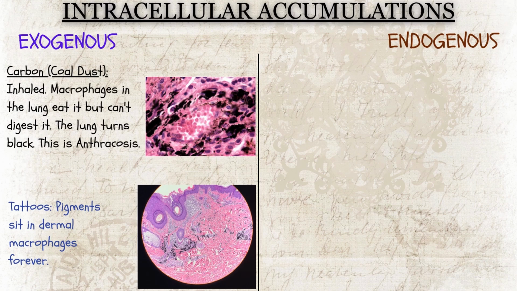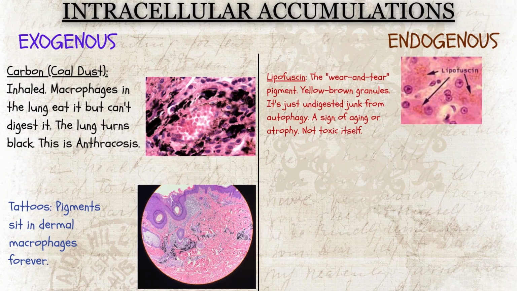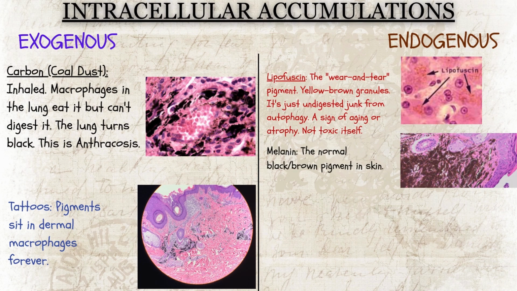Endogenous. Example is lipofuscin, the wear and tear pigment. Yellow-brown granules. It's just undigested junk from autophagy, a sign of aging or atrophy, not toxic itself. Melanin, the normal black-brown pigment in skin.